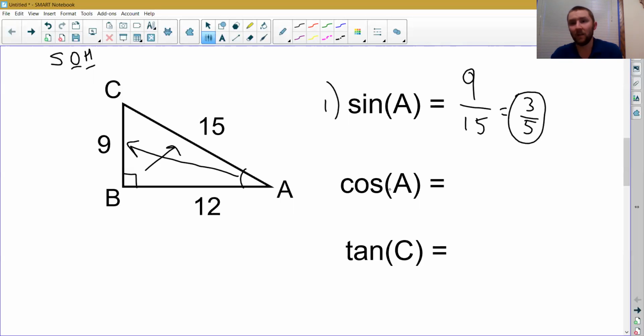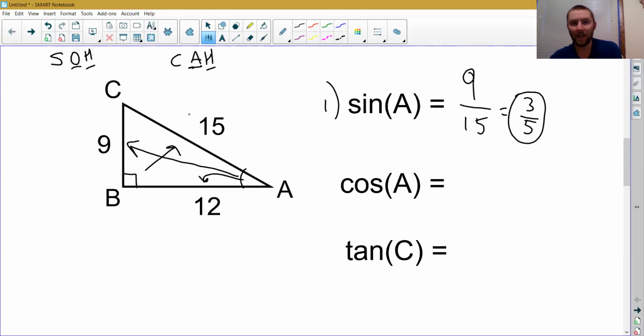What about the cosine of angle A? Well, remember, cosine is ka, right? So ka toa. If I think of the middle three letters of my acronym, C-A-H. Well, cosine is then the adjacent side over the hypotenuse. The adjacent side is going to be here, right?